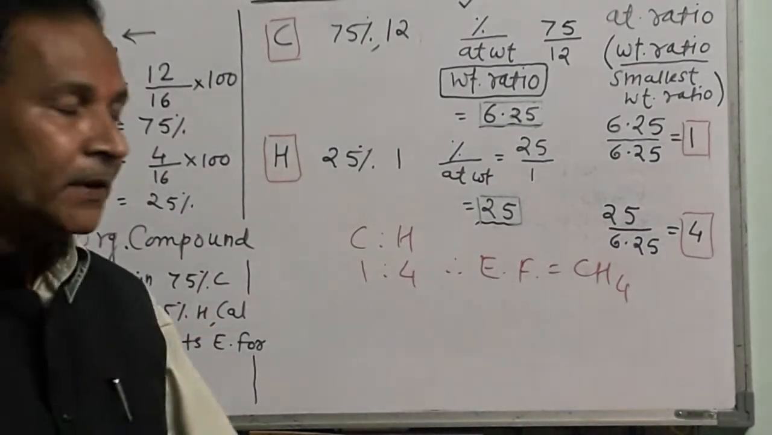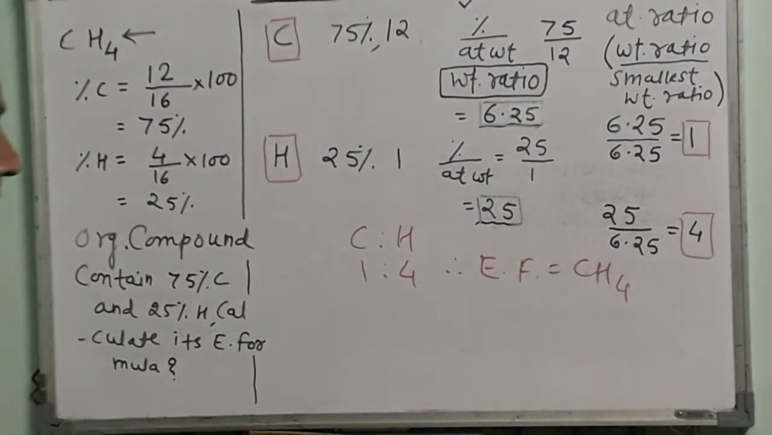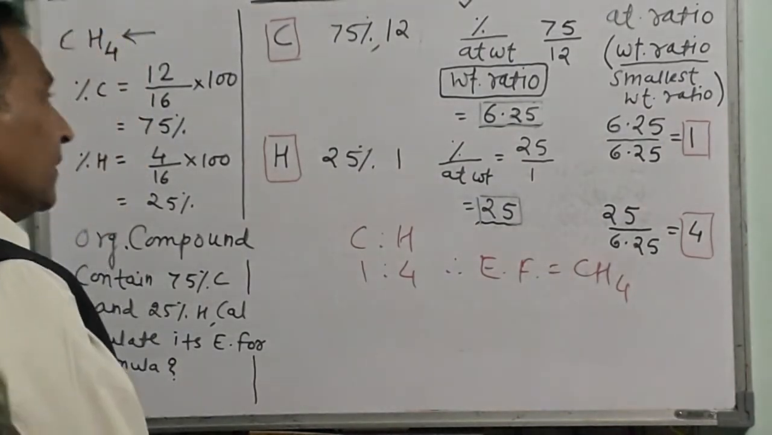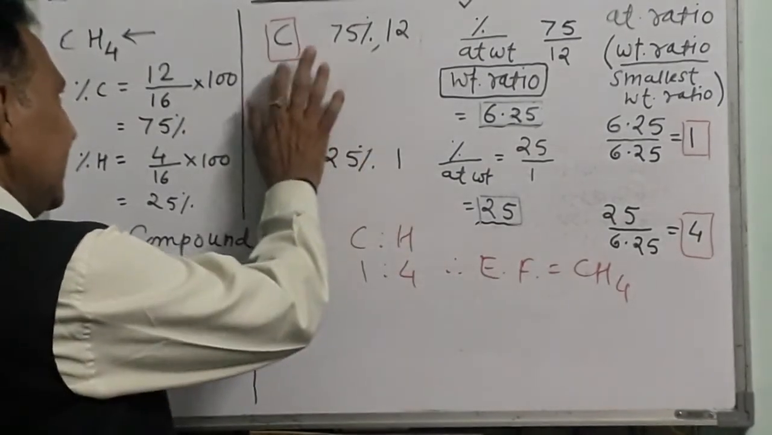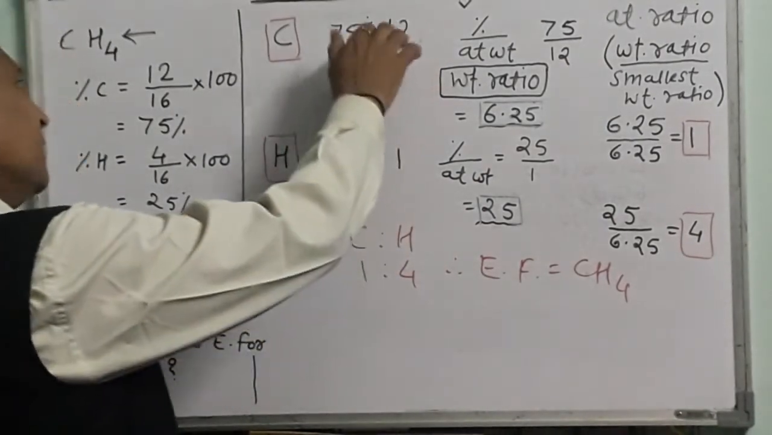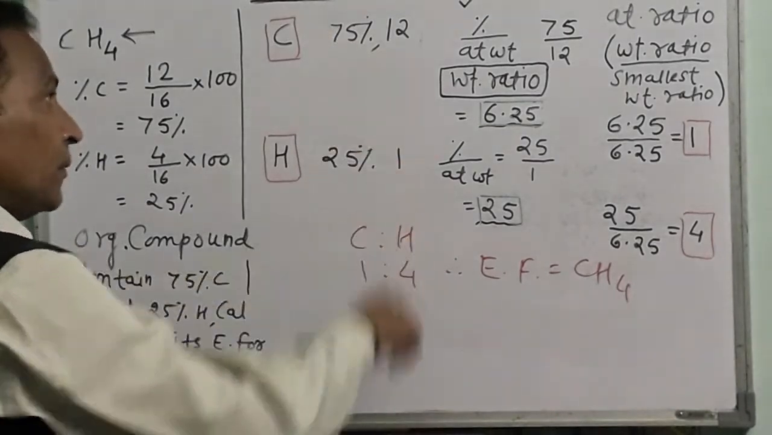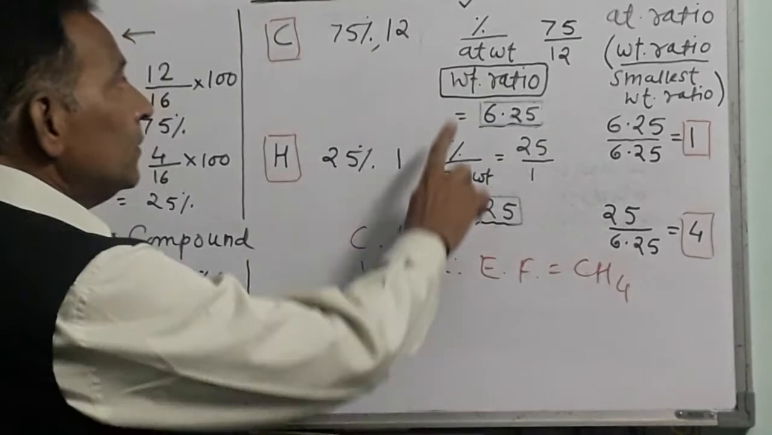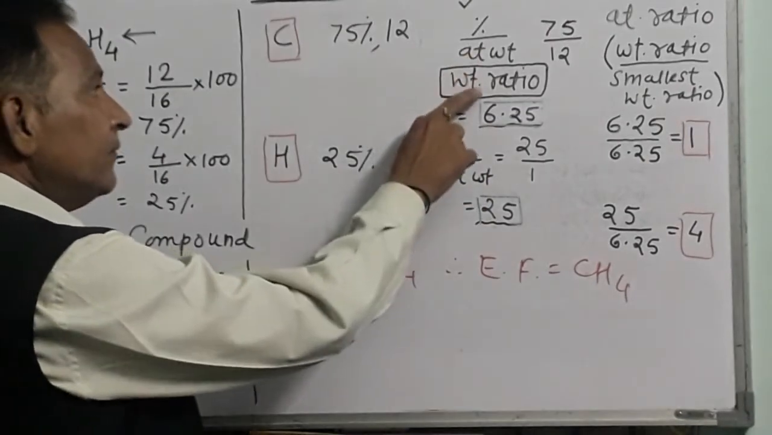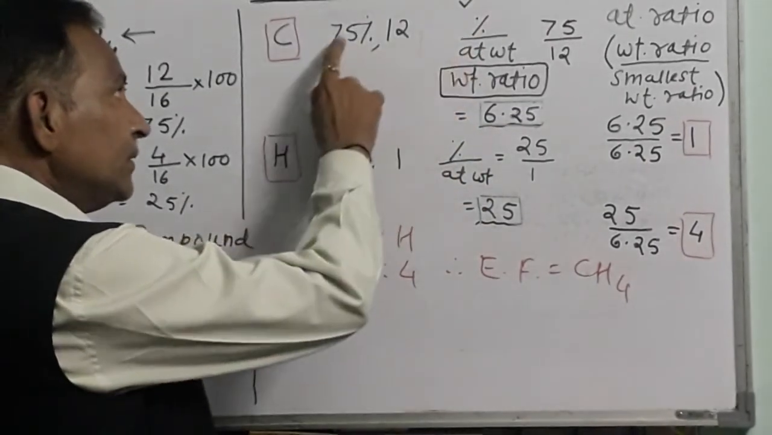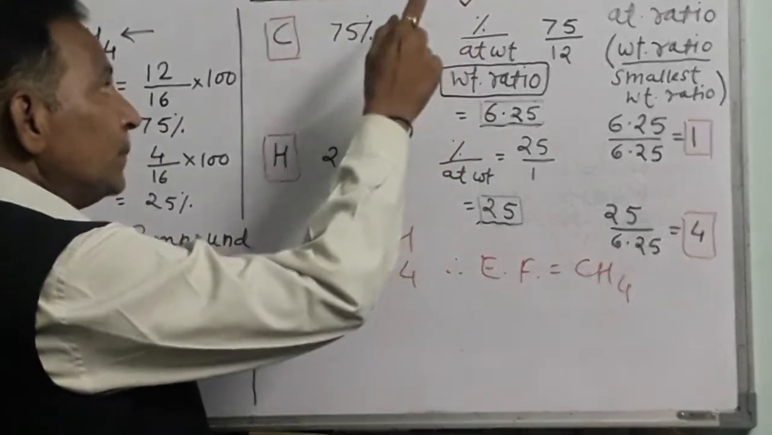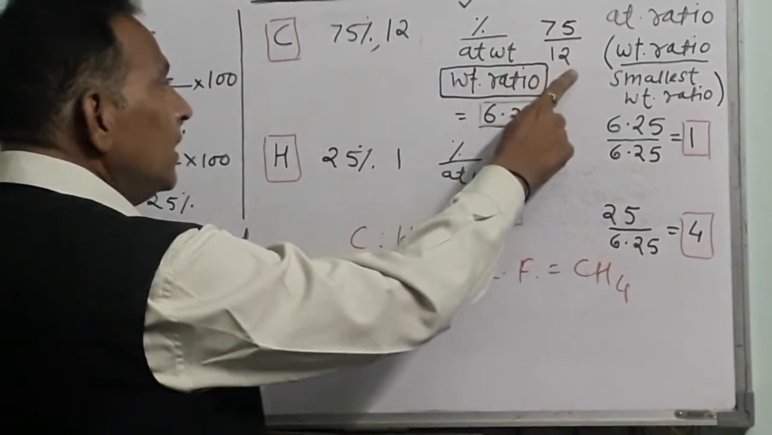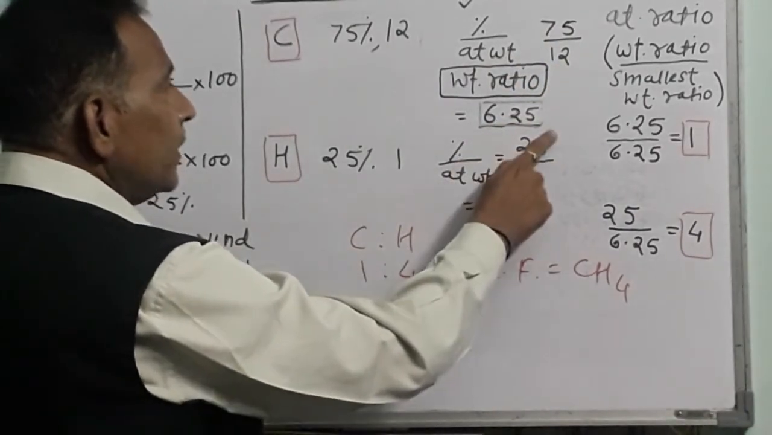What is its empirical formula? So to calculate the empirical formula we have to follow certain steps, and what are those steps? The first primary thing: write down the element, its percentage, its atomic mass, etc. The most important thing is to calculate the weight ratio of different atoms in the molecule. Divide the percentage of the given element by its atomic weight. So percentage of carbon was 75, divided by its atomic weight 12. The ratio comes to be equal to 6.25.